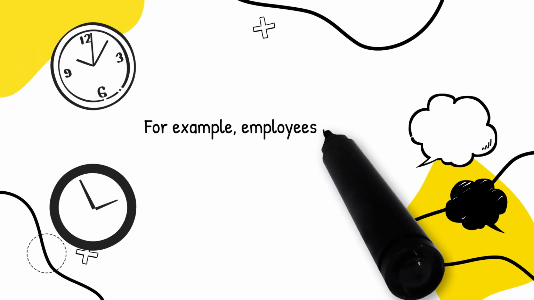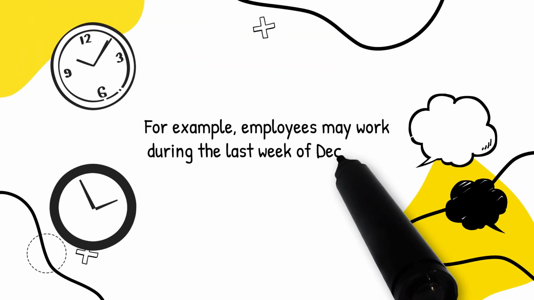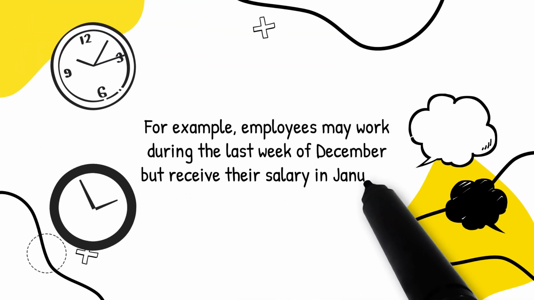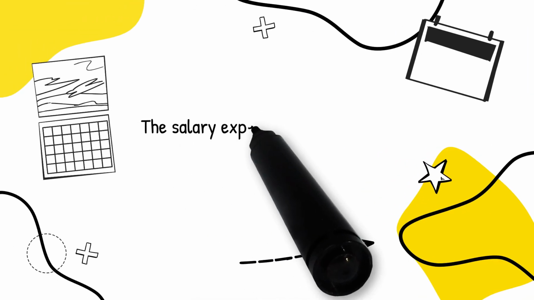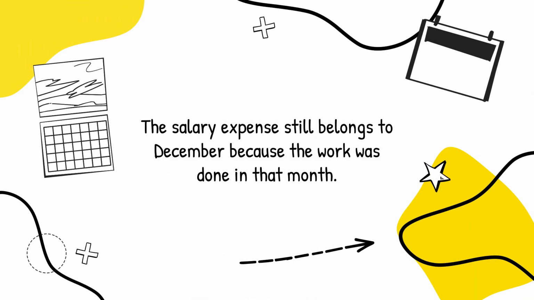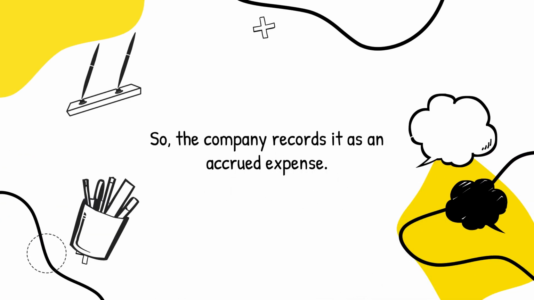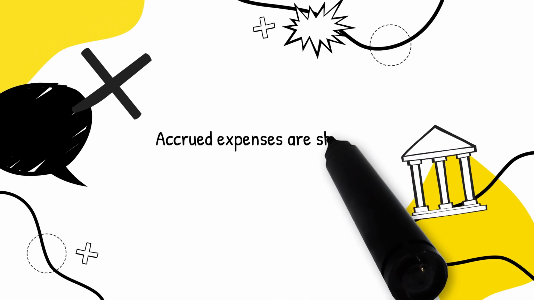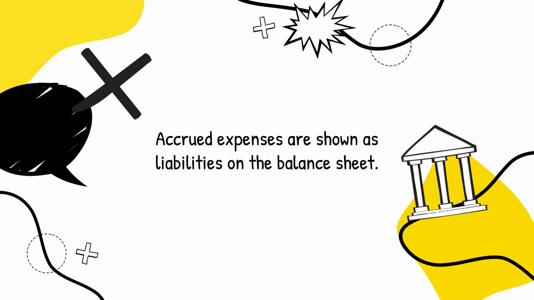For example, employees may work during the last week of December but receive their salary in January. The salary expense still belongs to December because the work was done in that month, so the company records it as an accrued expense. Accrued expenses are shown as liabilities on the balance sheet.